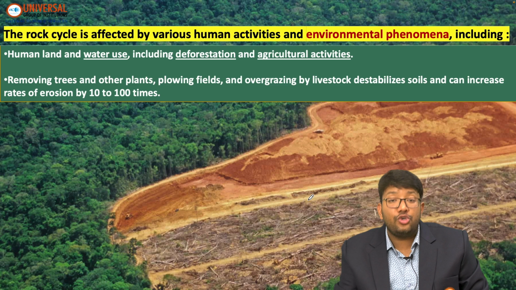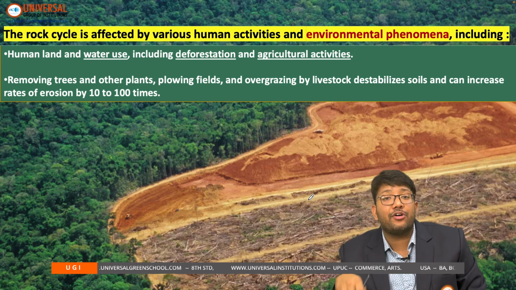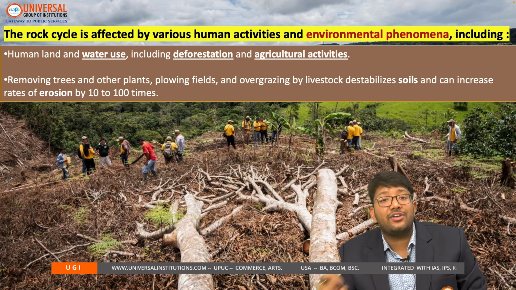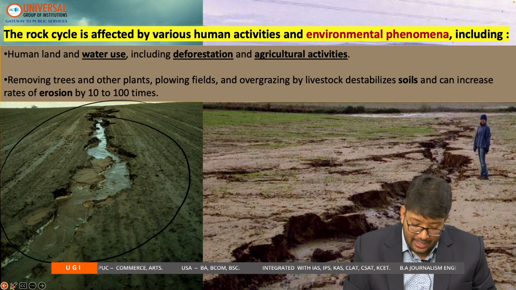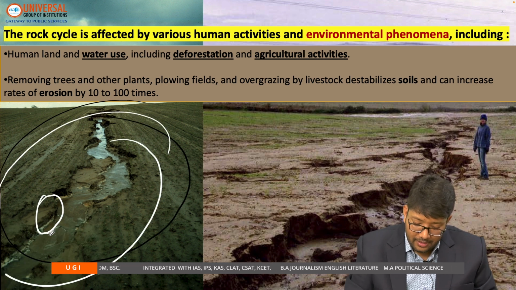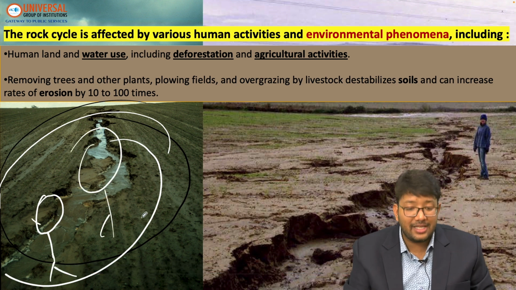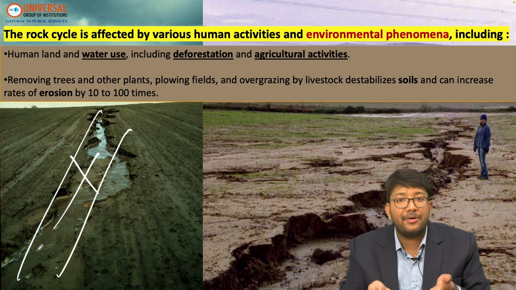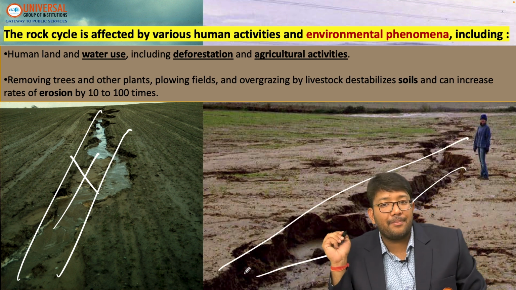Next is human land and water use. The way we use land, including deforestation and agricultural activities, we remove trees and other plants for plowing fields. This is a field, and in this particular field we had a lot of trees like this. Now we have removed all the trees. What happened? You can see for yourself that soil erosion happened.